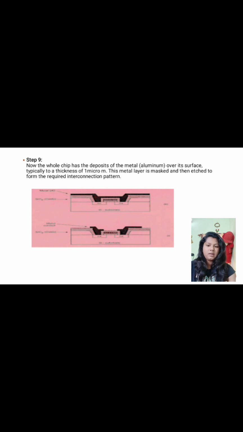In step 9, now the whole chip has a deposit of metal aluminum over its surface, typically to a thickness of about a micron. This metal layer is masked and then etched to form the required interconnection pattern. After that, we can see the N channel with source, drain and body terminals.